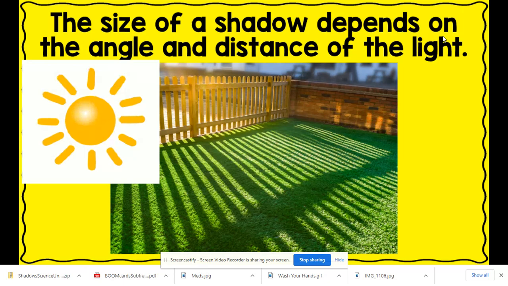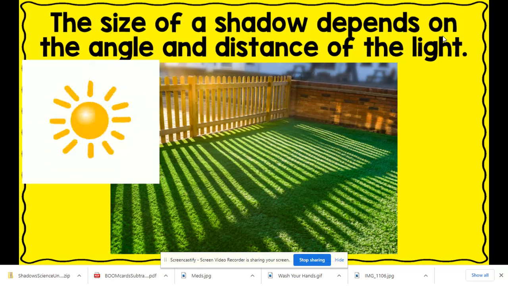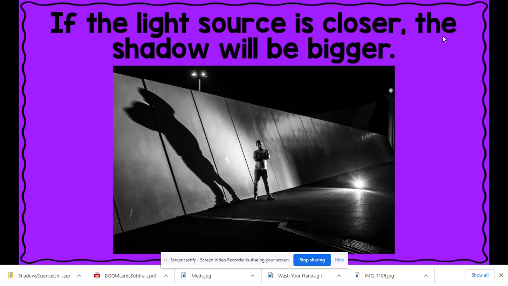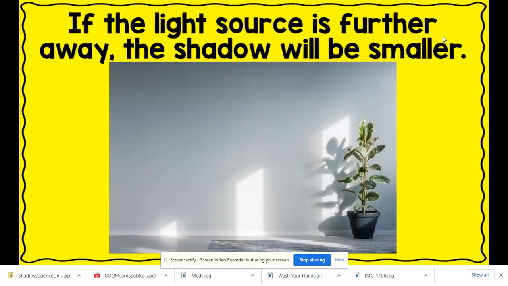The size of a shadow depends on the angle and distance of the light. If the light source is closer, the shadow will be bigger. If the light source is further away, the shadow will be smaller.